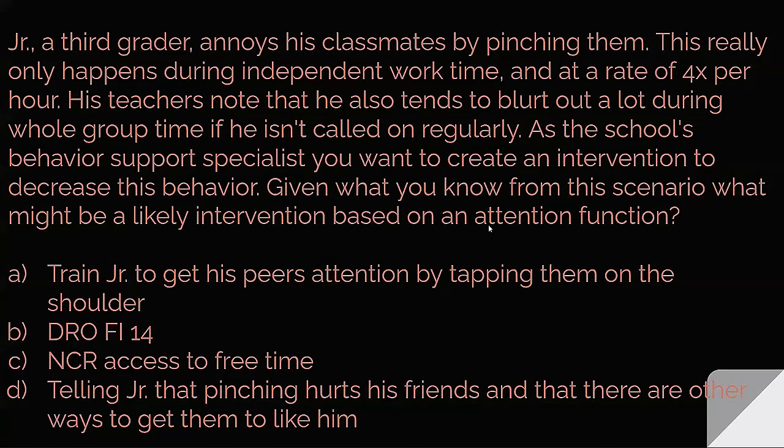And now, going back to this, given what you know, what might be a good intervention or likely intervention based on an attention function? A, train Junior to get his peers' attention by tapping them on the shoulder. B, DRO with a fixed interval of 14. C, NCR access to free time. D, telling Junior that pinching hurts his friends and that there are other ways to get them to like him.